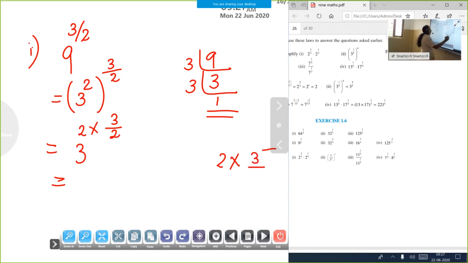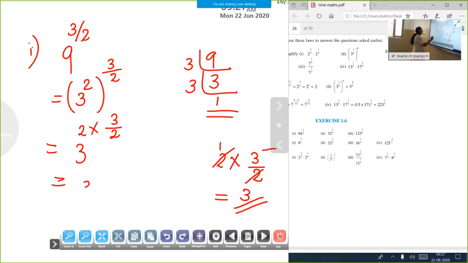2 into 3 by 2. Here, actually, we can write 6 by 2. That's also correct. We can cancel these two 2's. What is our answer? 3 into 1 is equal to 3. If we write 6 by 2, it is also 3. But always solve maths in an easy way. So we can cancel those two 2's, so the answer is 1 into 3 equal to 3.